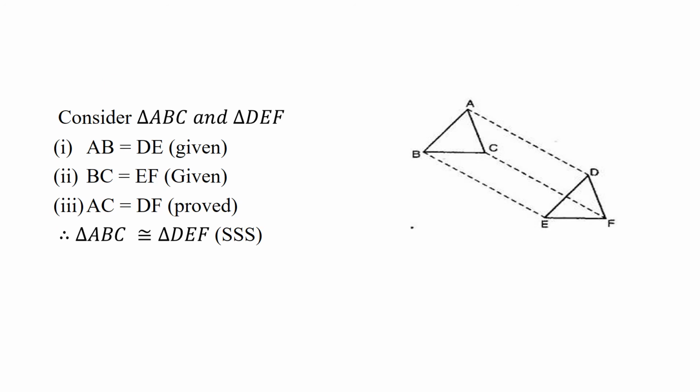Now, let us prove the two triangles ABC and DEF are congruent. Consider triangle ABC and triangle DEF. We are given AB is equal to DE and BC is equal to EF. We have already proved AC is equal to DF. Therefore, using the above three conditions, we can write triangle ABC is congruent to triangle DEF using SSS congruency.